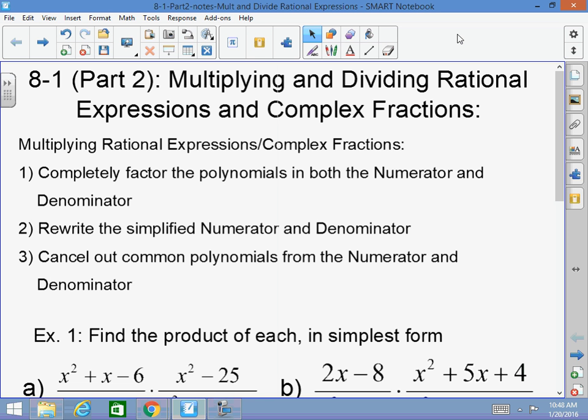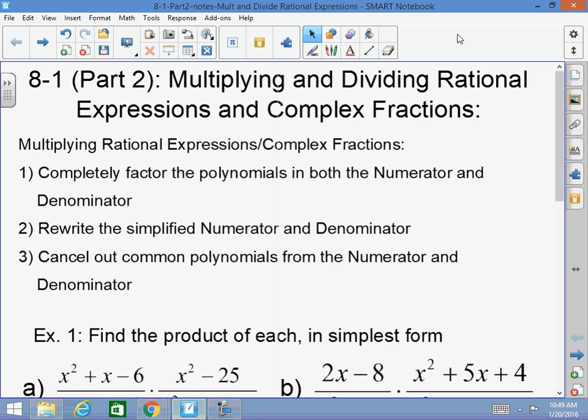We're going to continue with our rational expressions. Sometimes they're called complex fractions. Don't let the name scare you. I know fractions are everybody's nemesis, and you add the word complex to that, and a lot of people freak out. Don't let it freak you out, please. It's not that bad. When we're multiplying rational expressions or complex fractions, it's just three simple steps.